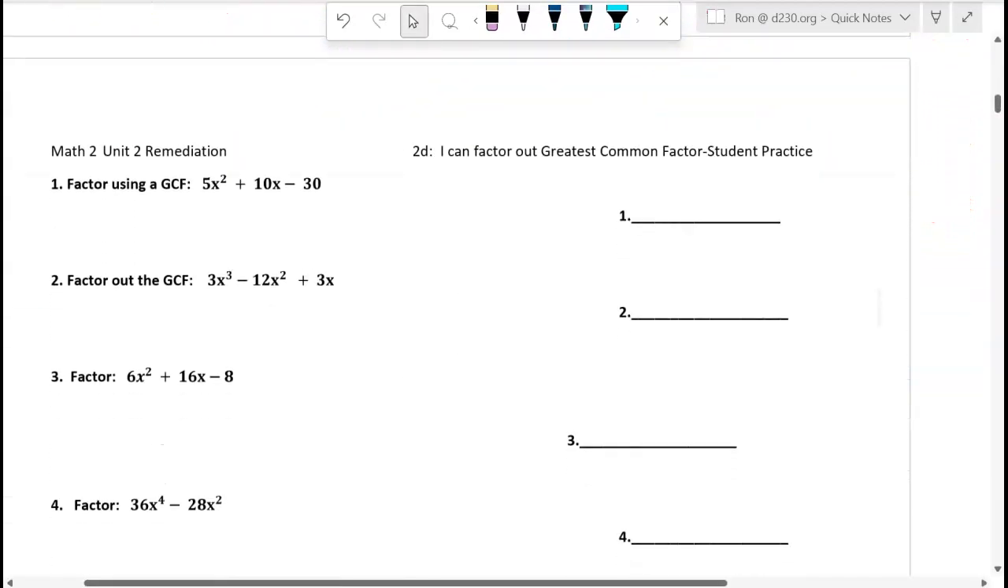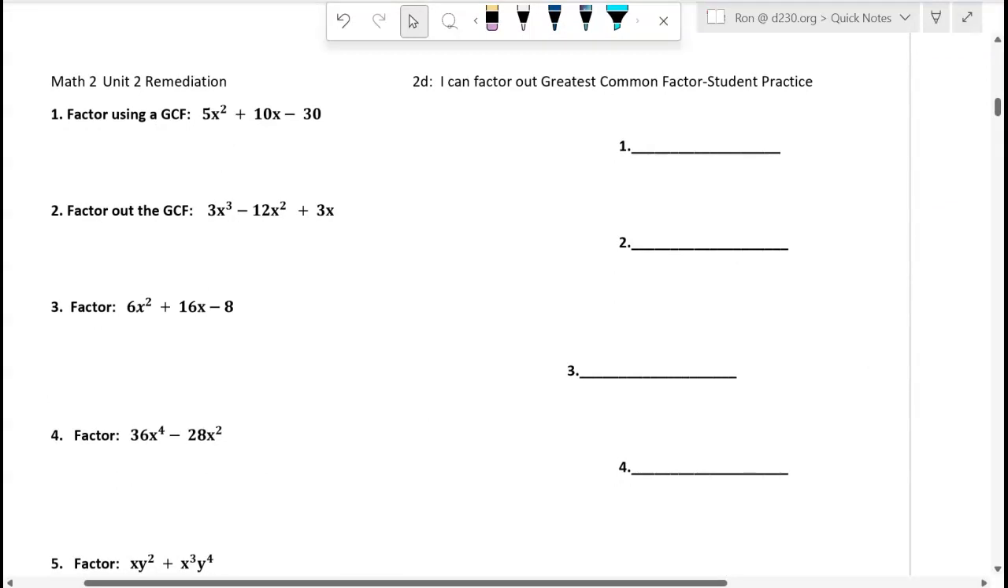Okay, so what you're going to do now is you're going to go and use this concept on the student practice. Let us know if you have questions.